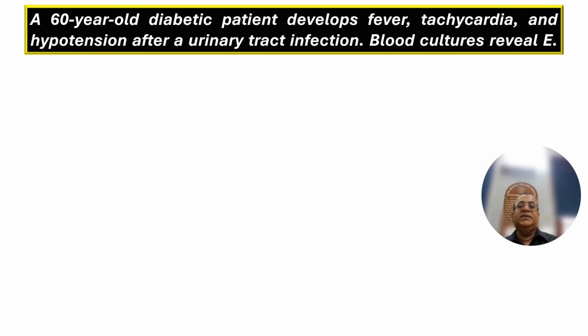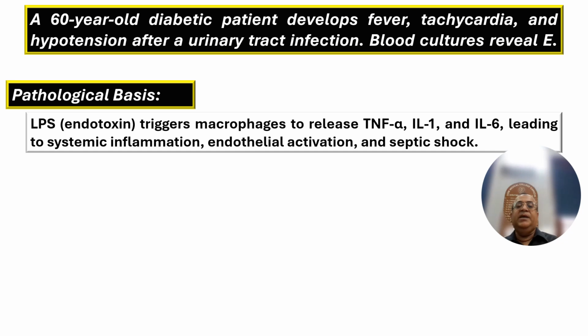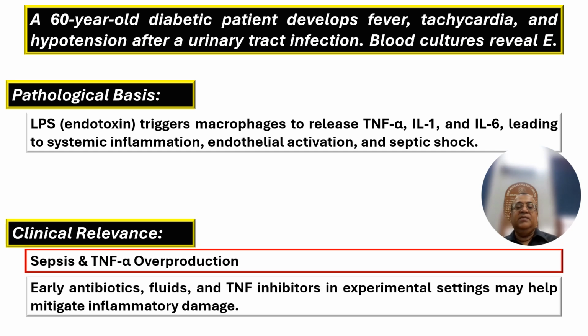Then a 60-year-old diabetic patient develops fever, tachycardia, and hypotension after a UTI. Blood culture reveals E. coli presence. The case is of sepsis and overproduction of tumor necrosis factor alpha.